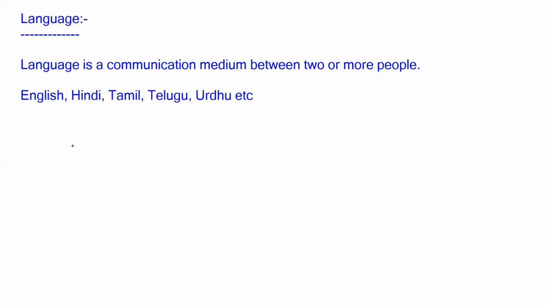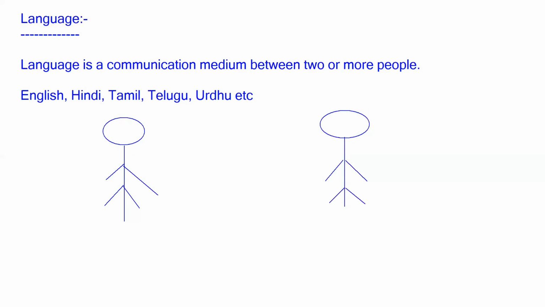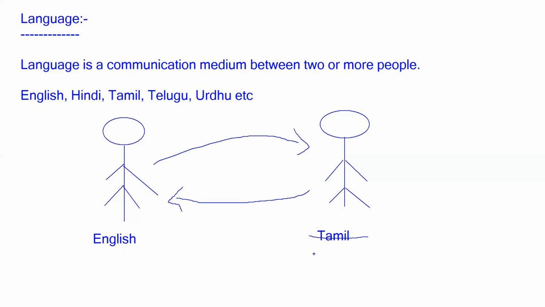So here I would like to discuss one thing. Here is a person, and this person knows a language. And there is one more person, and he also knows a language. Let us assume that this person knows English and this person knows Tamil, suppose. Can they communicate? No, they cannot communicate because they know different languages, right? If suppose this person also knows English, then they can communicate.